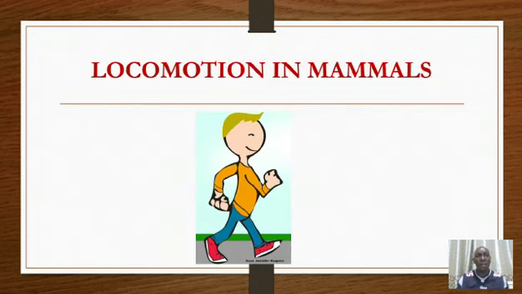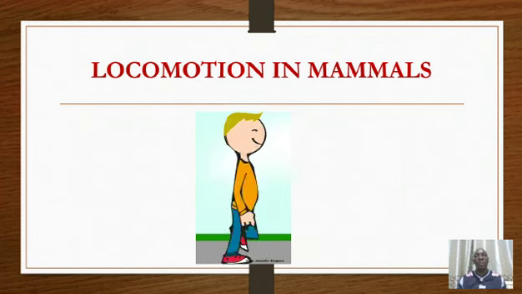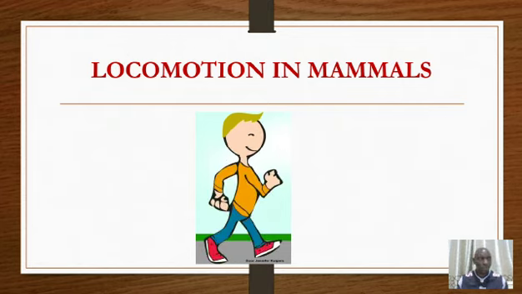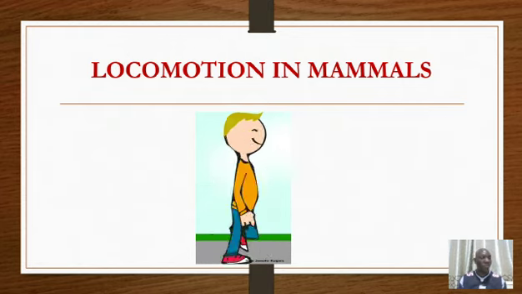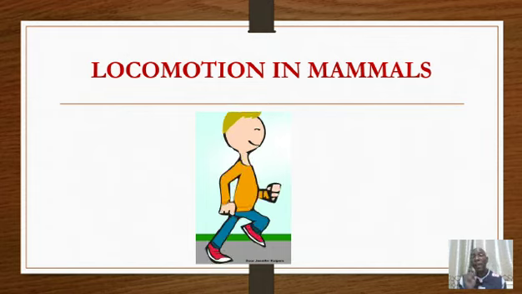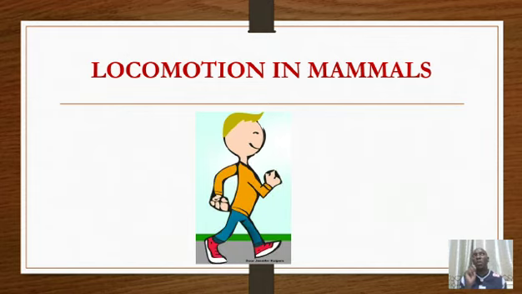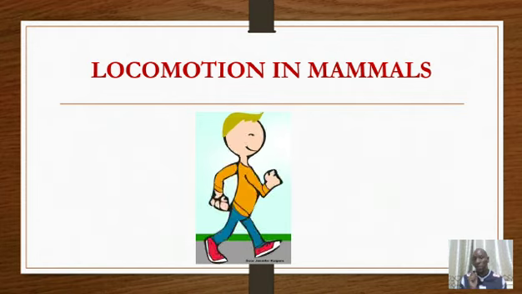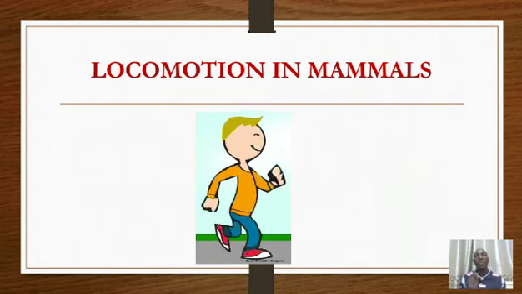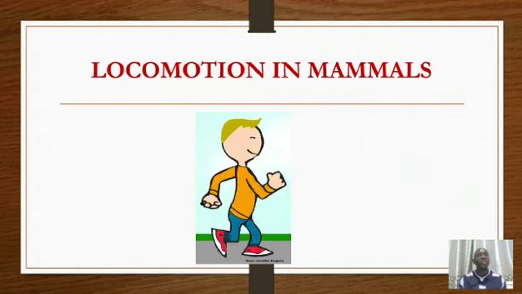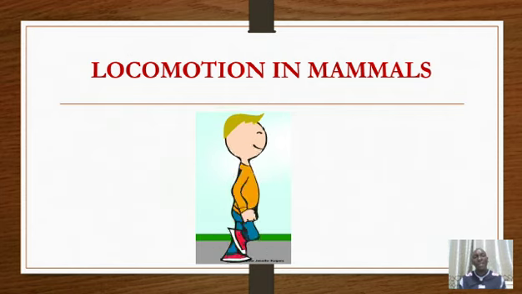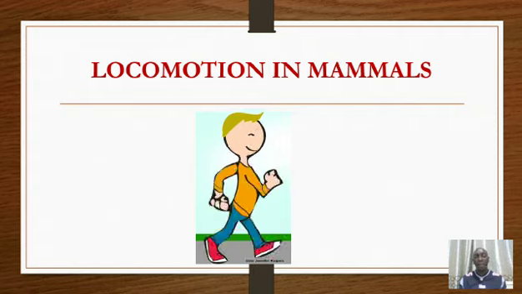This now brings us to the end of locomotion in fish. We now come to locomotion in mammals, the last bit of the topic. Remember, we began by looking at locomotion in insects. We saw how they locomote. We looked at locomotion in birds. We looked at locomotion in fish. We're now seeing the last bit of this locomotion, and that is locomotion in mammals.